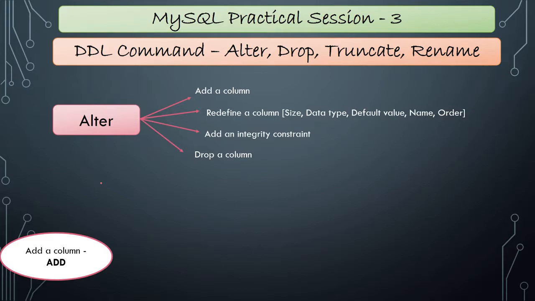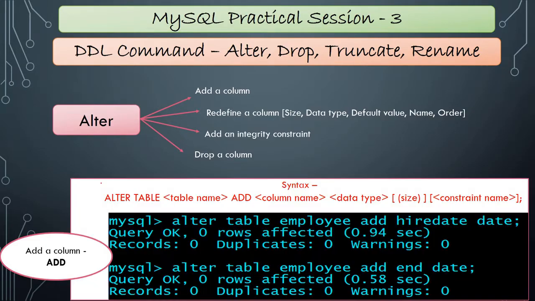Let's see what the syntax is and how we run the command. So here I have the syntax of the alter command, that is we need to write alter, which is a fixed one, then we need to write table, after that the table name, then the add word. As we are adding a column, I need to write add, then the column name, which column I want to add, its data type, its size and constraint name. Why am I putting size in the square brackets? Because it's an optional one.